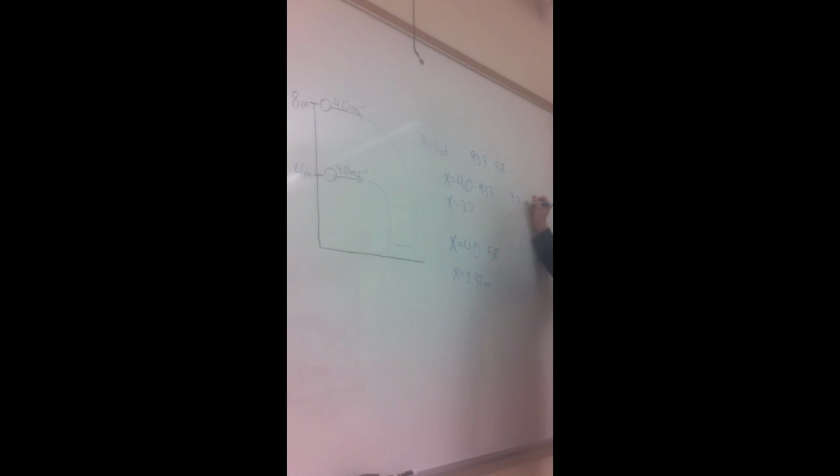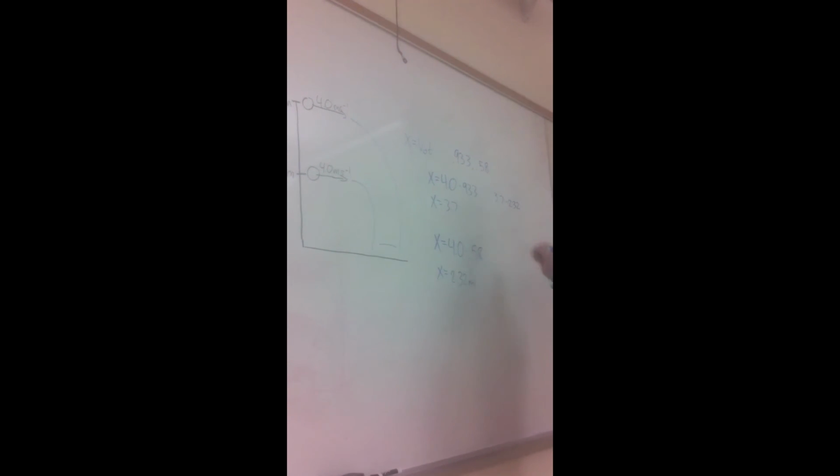Subtract the displacement of the ball falling from 8 meters, which is 3.7, minus the ball falling from 4 meters, which is 2.32, and that equals 1.38 meters, which is how far apart they are when they hit the ground.